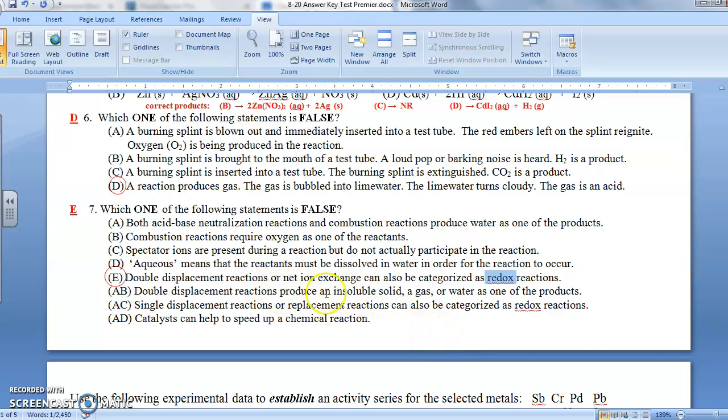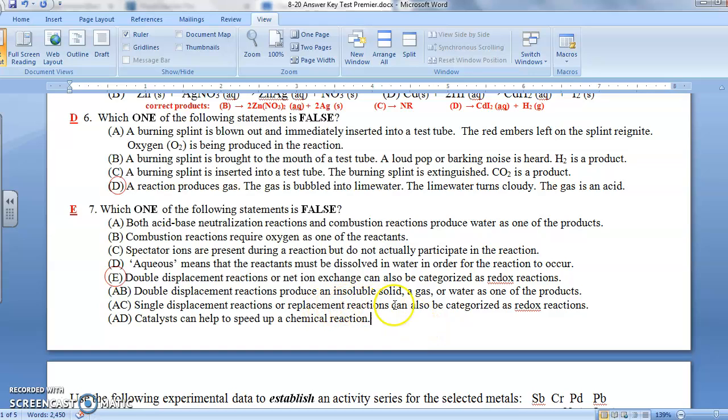Do double displacement reactions sometimes produce an insoluble solid? Yep, that's one of the driving forces. The insoluble solid will precipitate from solution. Can they produce gases? Absolutely. That's the second driving force. Can they produce water? Yep, that's the third driving force. These are the three driving forces of double displacement or net ion exchanges. Water is produced in the special category of double displacement, which is called acid-base neutralization reactions.